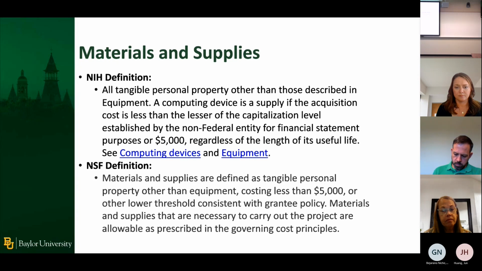So typically, computers are not allowed. They can be in certain circumstances. If you need a supercomputer for something, then of course that would be allowable, and we need to be sure that we justify that in the budget justification. And then some computers, like workstations, would fall into the equipment category if they're over $5,000. And of course, they will have a life of more than a year.